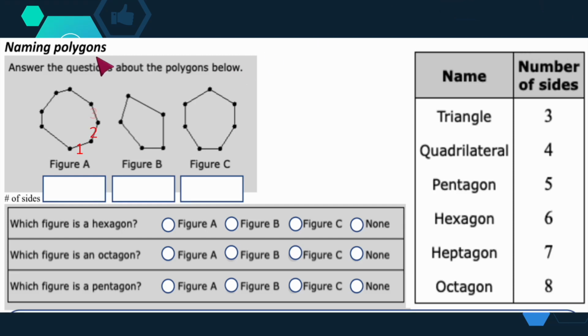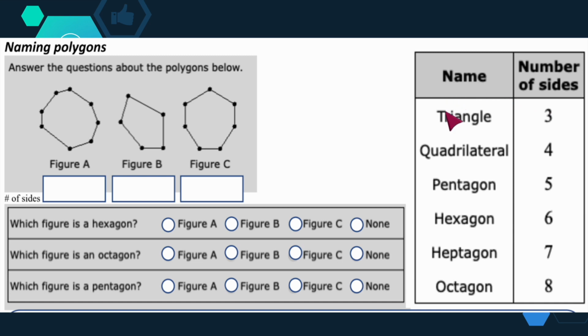All right, so in this video, we're going to look at naming polygons. I almost said polynomial. So we're going to answer questions about the polygons below. In this one, they're not going to give you the table right off the bat, but you can look in the explanation to see this table or use your notes page here that it's printed on. But the main thing about naming polygons is we're just looking at the number of sides that they have.